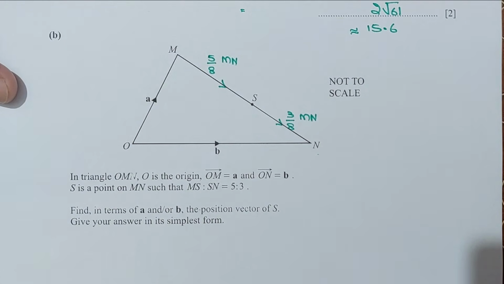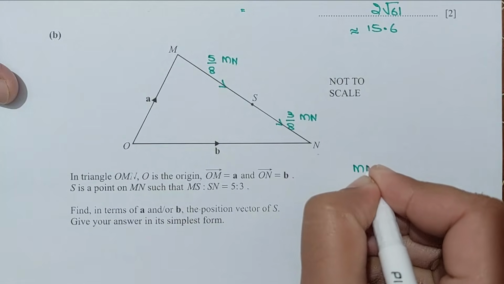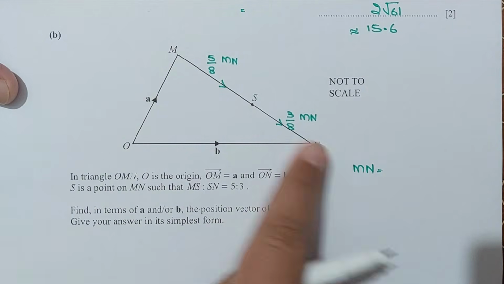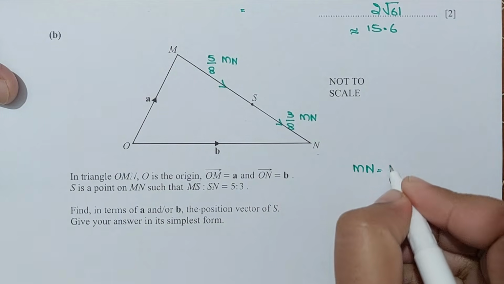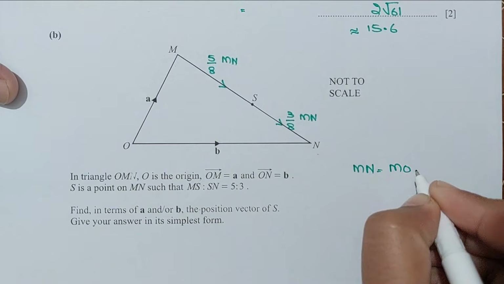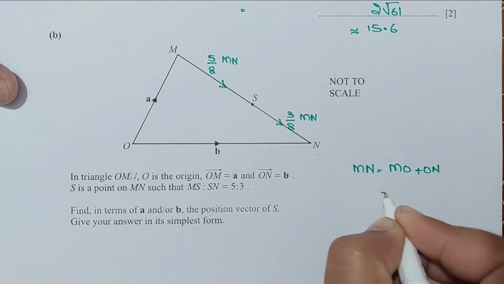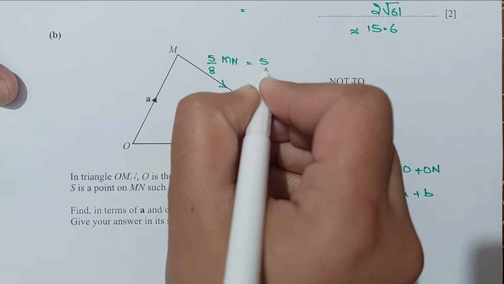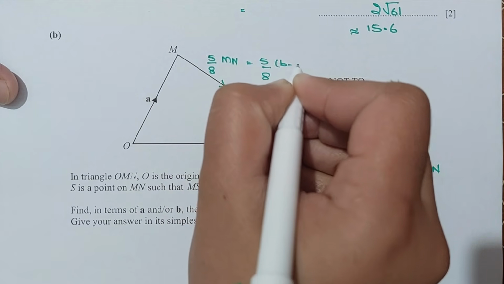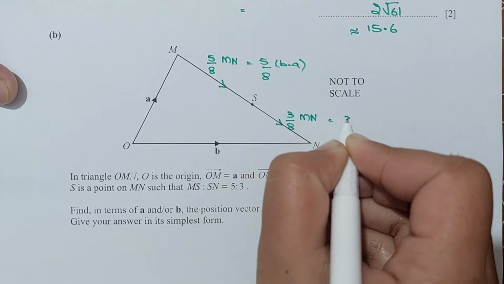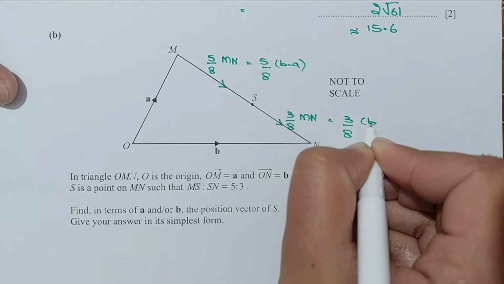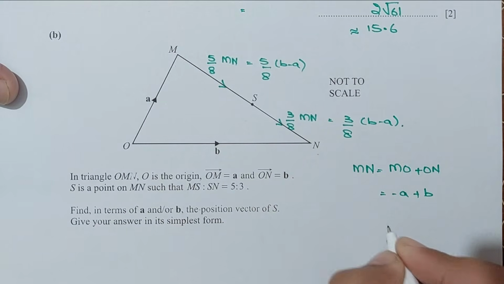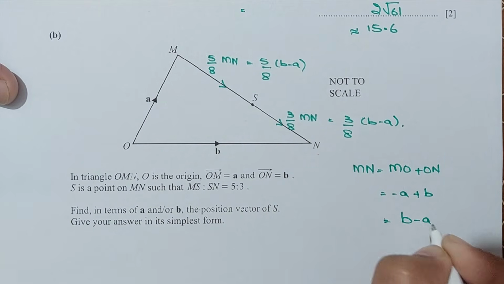Okay, so what is MN? M to N goes via M to O and O to N. M to O is minus A and O to N is B. So this is 5 by 8 of B minus A and this would be 3 over 8 of B minus A. So MN is basically B minus A.